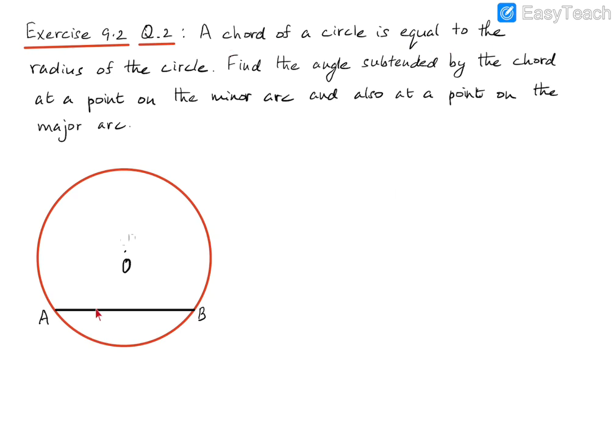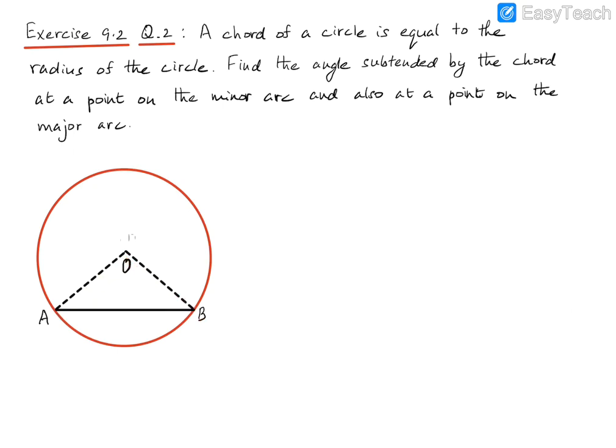So we have a chord here, AB, and the length of this chord is equal to the radius of the circle. So we have the radius as this line, from the center to the circumference of the circle. Similarly, we can have another radius over here. What is given to us is that the lines OA, OB and AB, all these three are equal. The length of the chord is equal to the radius of the circle. So that means AB is equal to OA and OB.